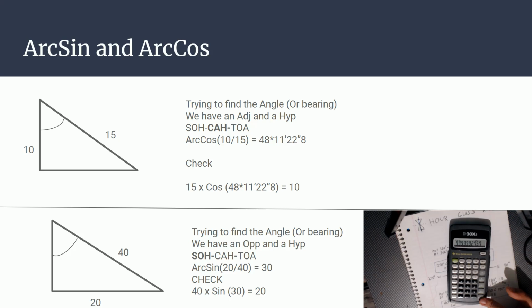Now we can do the bottom triangle. Let's do this check. 30 sine is 0.5, times 40, we get 20. This just proves that the inverses prove each other right.